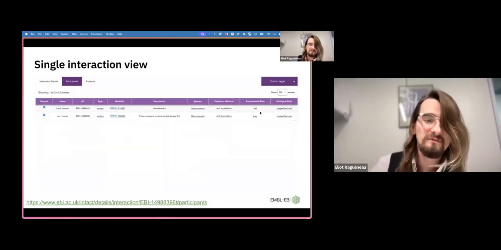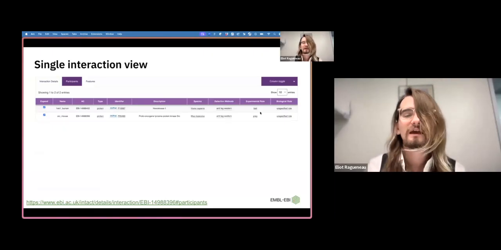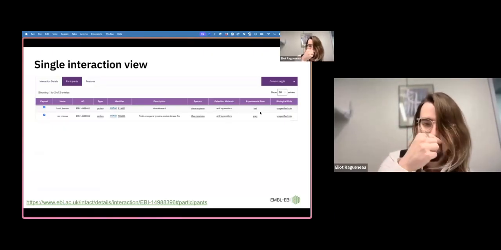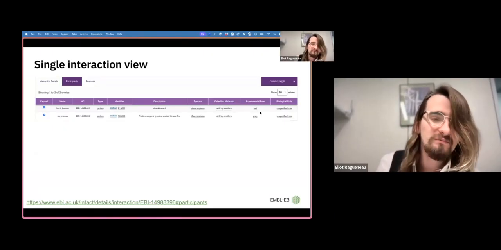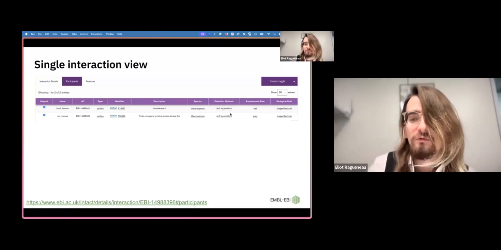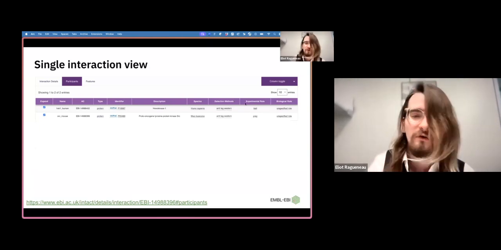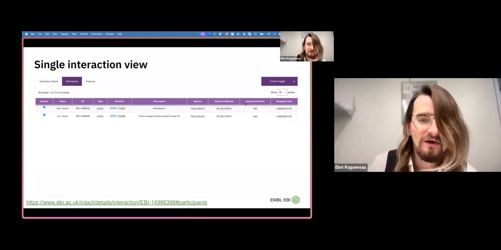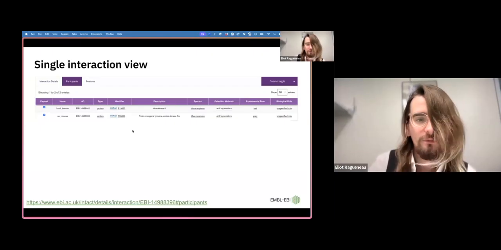Then you have the participants table, which describes what were the two, or many different, participants in that interaction. What were their roles? So some were bait, some others were prey, etc. So you have information there.